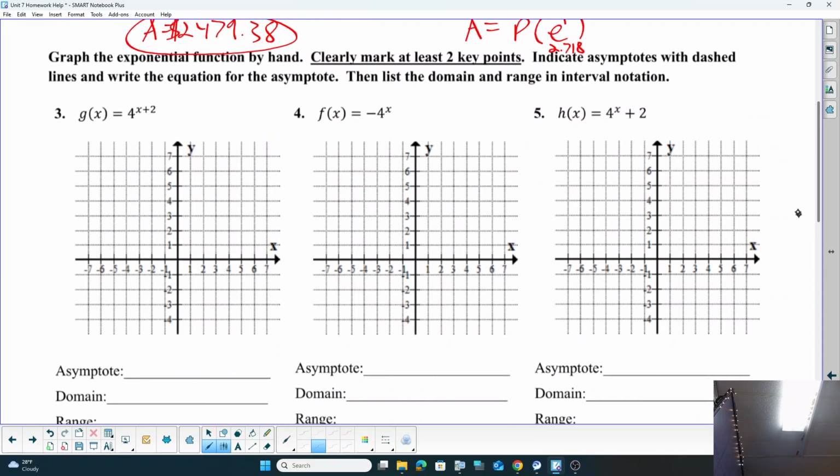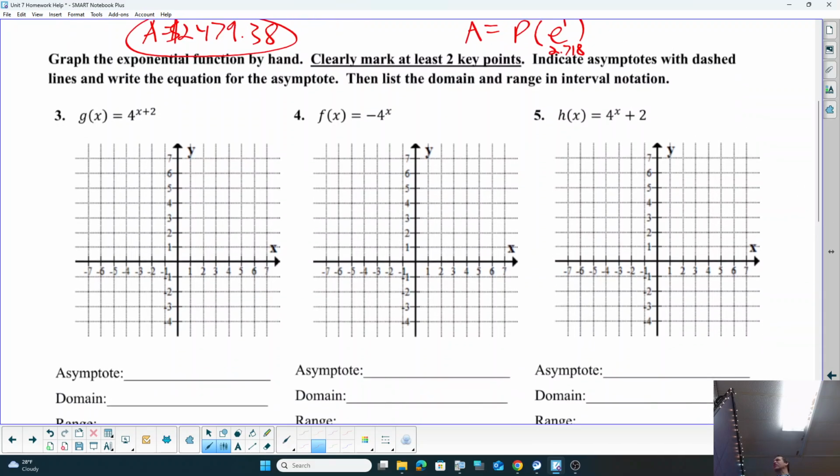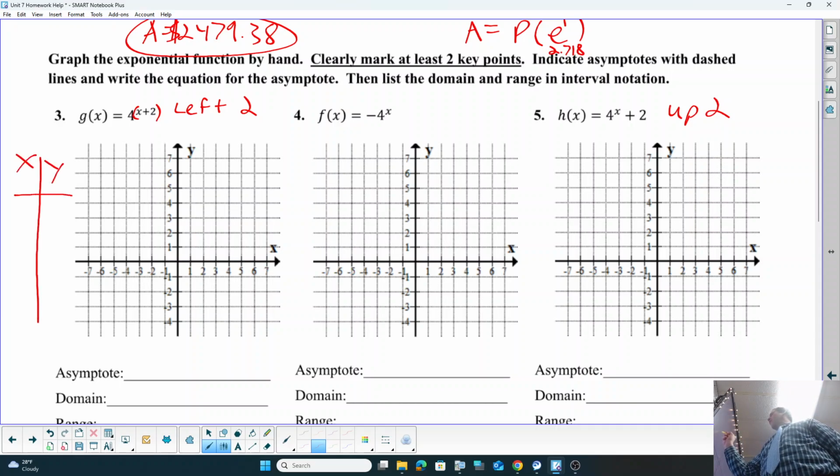So next we're graphing. Do you remember how to graph exponentials? There's a difference between a +2 up here and a +2 here. The +2 up here means up 2. And then this one is actually opposite of what you think, so that's actually left 2. So let's take a look at that with an XY table. We plug in values to the left and the right and at the center.